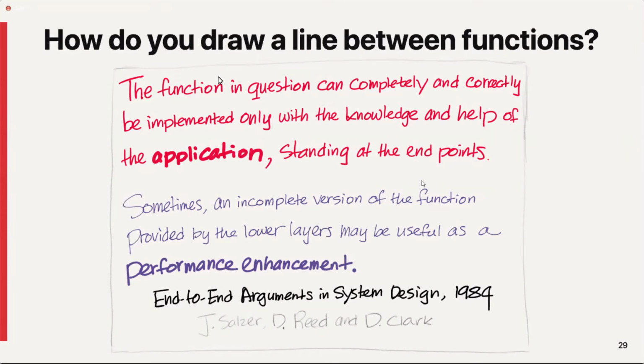And the end-to-end argument said, please try to implement it in the application layer, or in an end-to-end layer, which is above the network layer. Try to do it at the end-to-end layer. The only exception is if you can implement it in the lower layer and get a performance enhancement. If you cannot get a performance enhancement, do it in the end-to-end layer. Otherwise, if you're sure that you can get a performance enhancement, then probably a part of the feature, the incomplete version of that feature, we can put it in the lower layers.